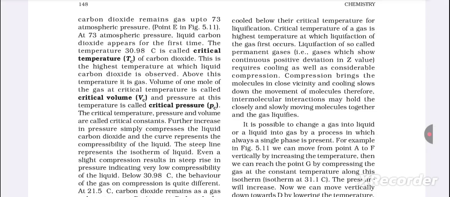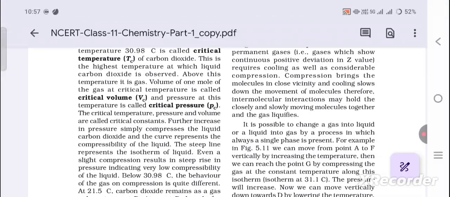The temperature 30.98 degrees Celsius is called the critical temperature of carbon dioxide. This is the highest temperature at which liquid carbon dioxide is observed. Above this temperature, it is a gas. The volume of 1 mole of the gas at critical temperature is called critical volume, and the pressure at this temperature is called critical pressure. Critical temperature, pressure, and volume are called critical constants.